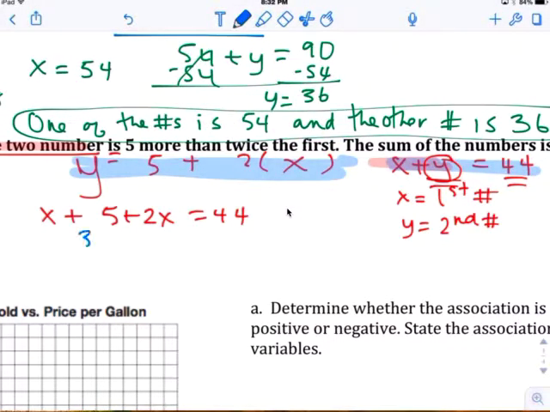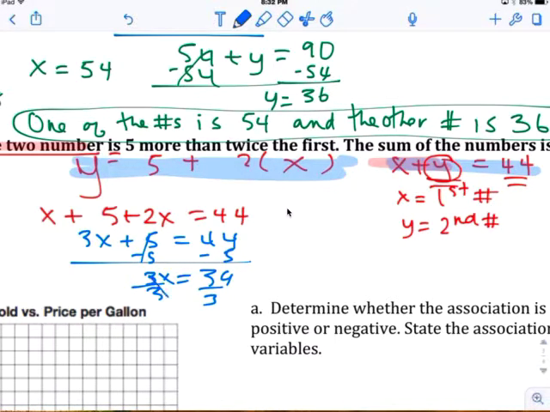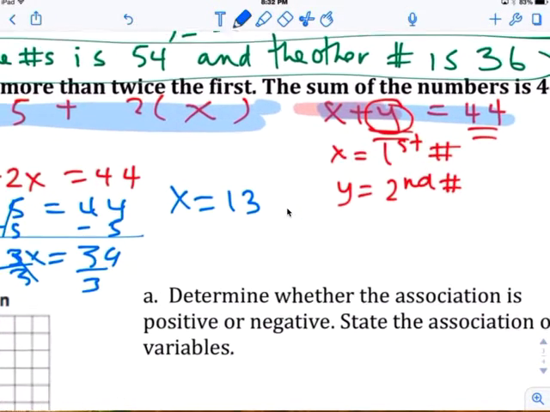So you get 3x plus 5 equals 44. Minus 5 minus 5, you get 39 equals 3x. Divide by 3, x equals 13. So the first number is 13.